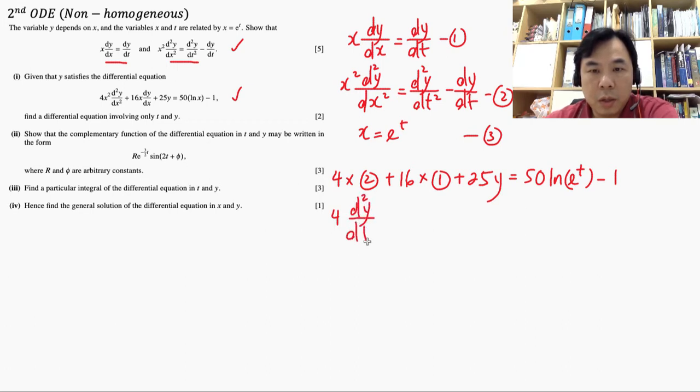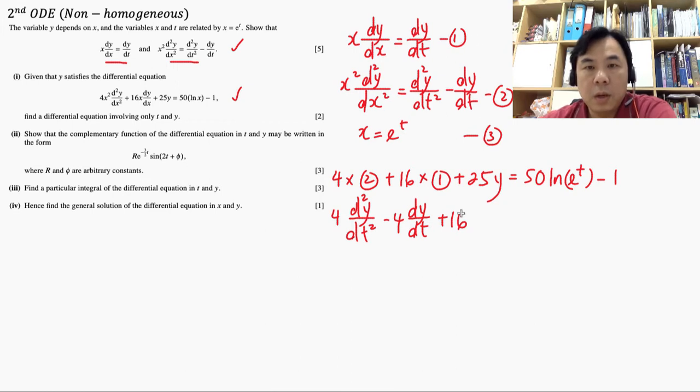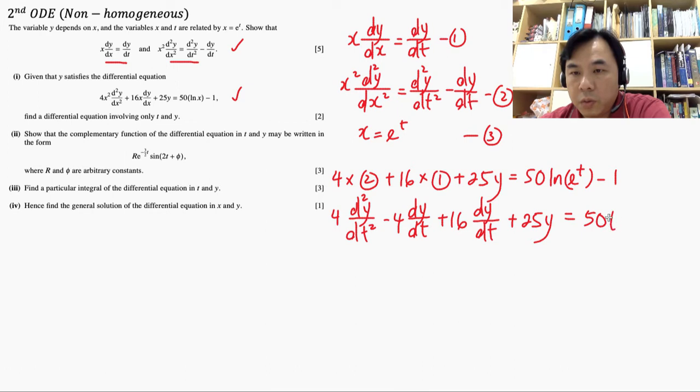So from here we have 4 d2y/dt squared minus 4 dy/dt plus 16 times the first equation, so 16 dy/dt, plus 25y, and then we can simplify the right hand side expression into 50 times (t minus 1). This is 50(t minus 1).